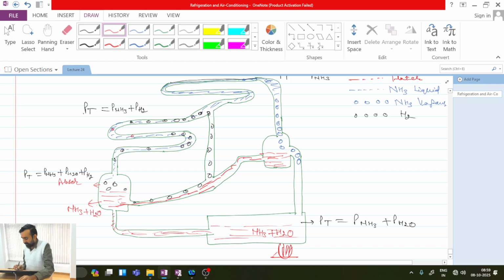In the generator I am heating from the bottom. Once I am heating, what will happen? There will be formation of bubbles. And these bubbles will be mostly pure ammonia bubbles because ammonia will evaporate first. When the ammonia bubbles start rising upward, some liquid will also be trapped in between two bubbles.